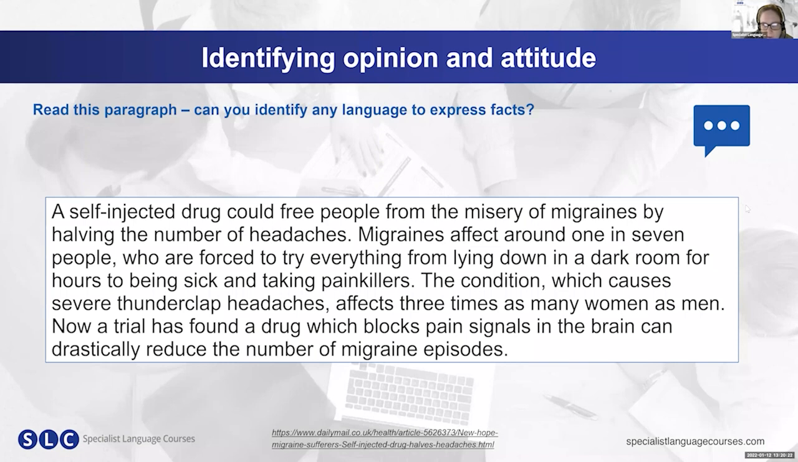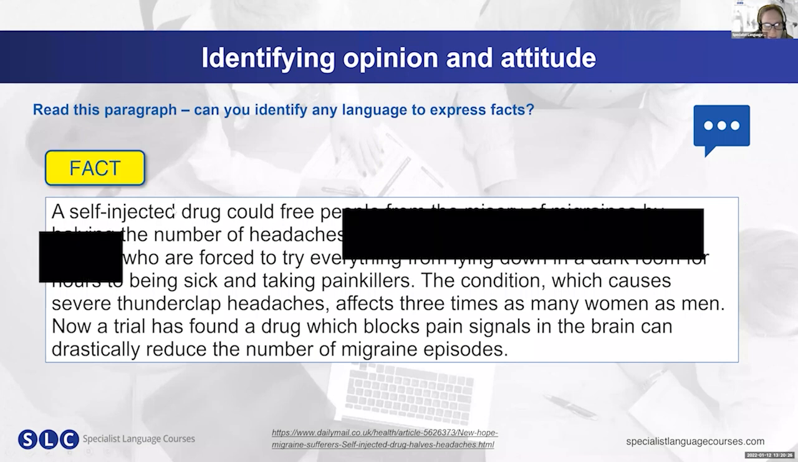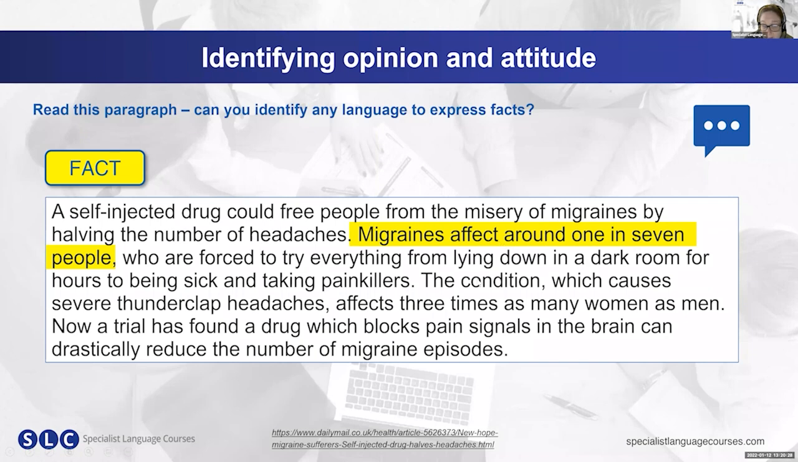Great. So some good ideas coming through there. So let's have a little look. So for fact, we've got 1 in 7 people. This is the statistic. And 3 times as many women as men. And then we've got a trial has found a drug.